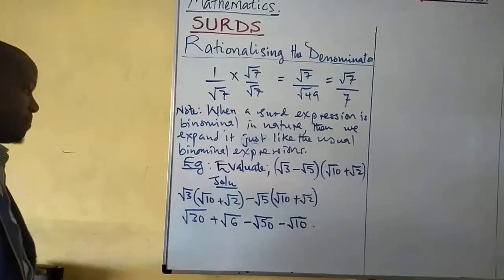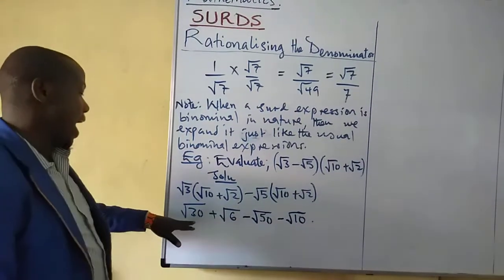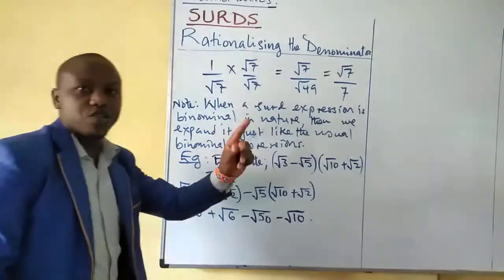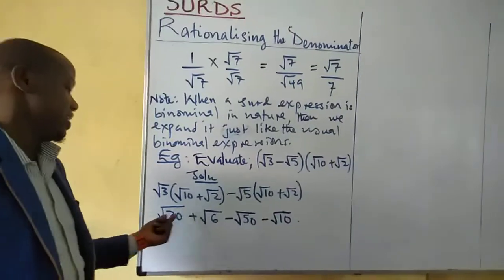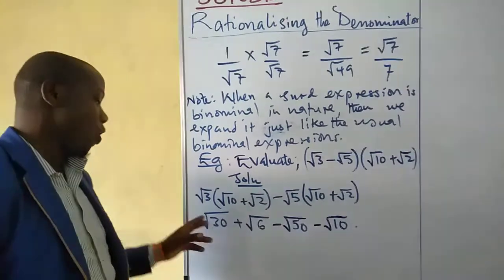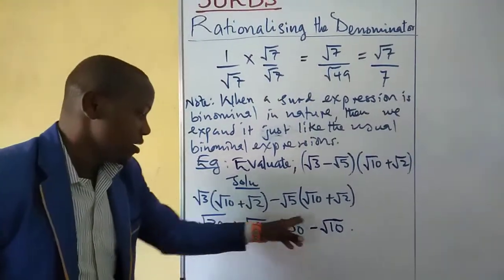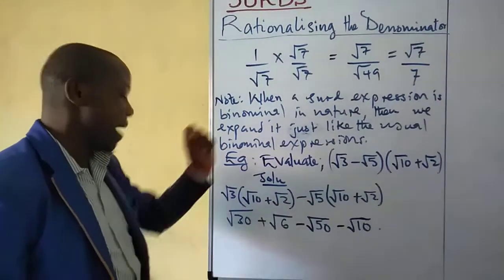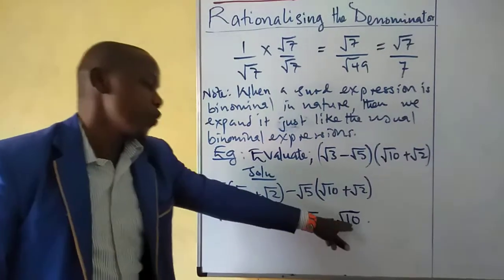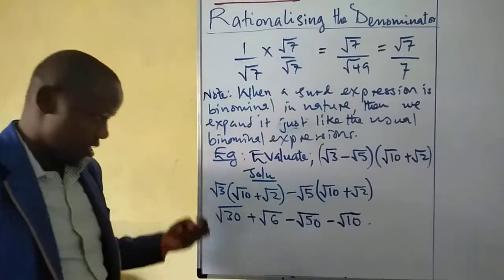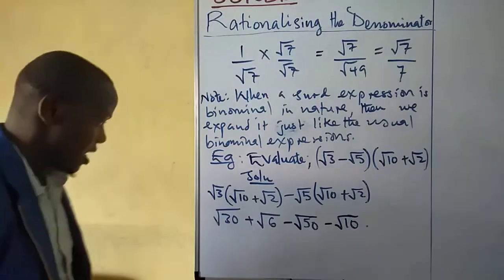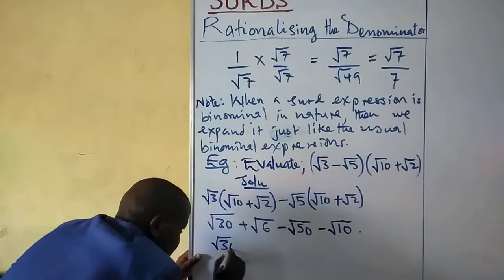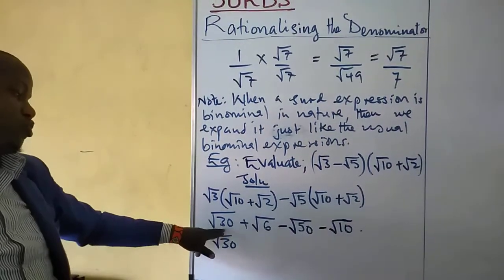We can now simplify further. We cannot add this and this, and we cannot subtract, because even if they are both the square root, so the order is the same, under the sign we have different numbers. Therefore we cannot add, neither can we subtract. Therefore we can proceed to call this one root 30. It is in the simplest form because there is no perfect square under that.